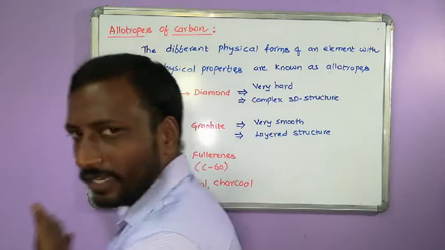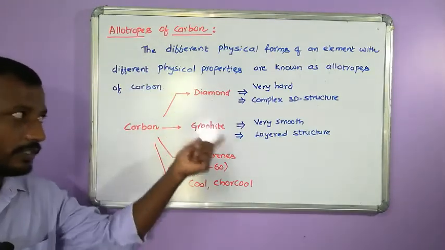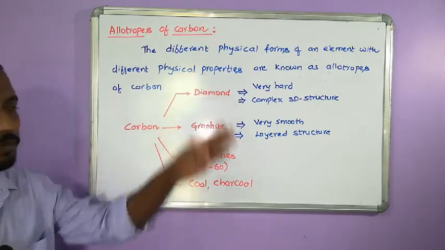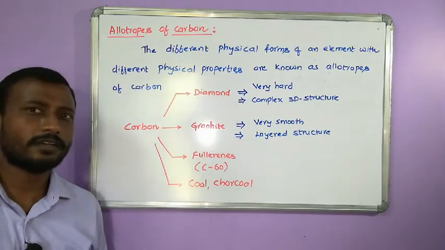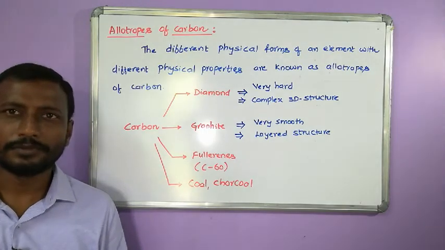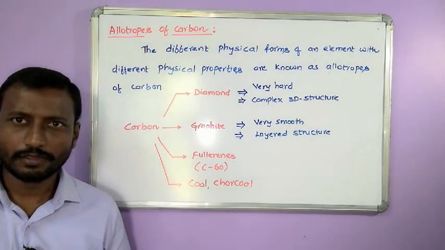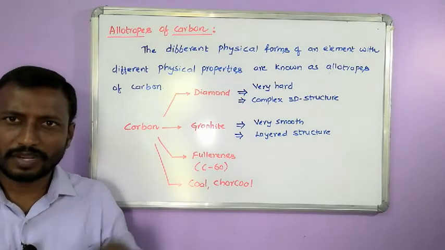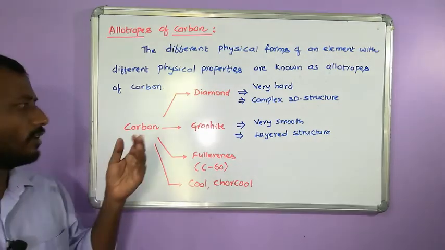So this tendency of carbon to exist in different physical forms with different physical properties, but same chemical properties. Remember, allotropes are going to have the same chemical properties, but the physical properties are different. Physical properties means density is going to be different. Okay, their compressibility, melting point, boiling point, these are going to be different.